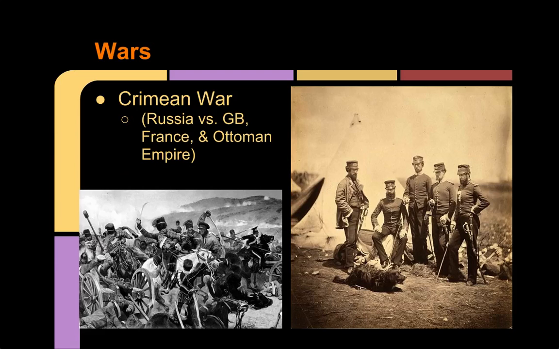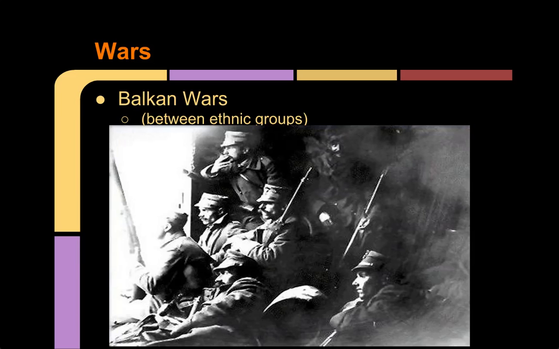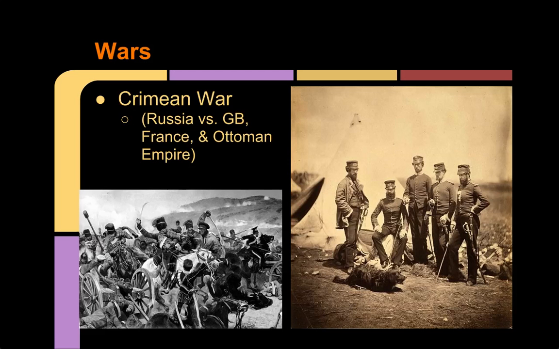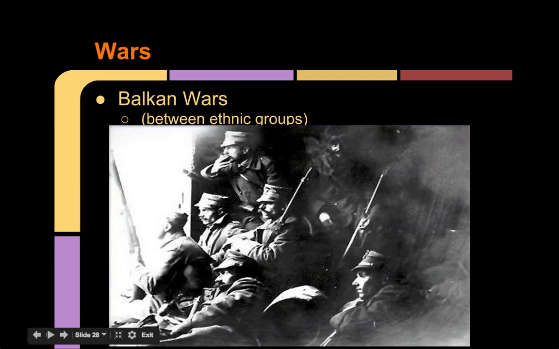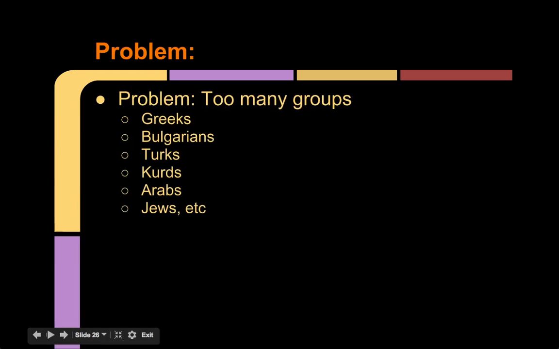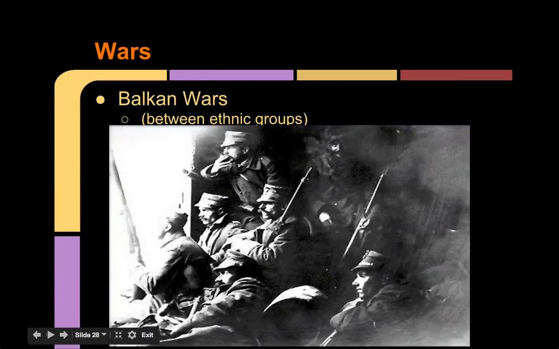Now, the Ottoman Empire is going to be involved in a couple wars. The Crimean War, which is where Russia is going to fight against Great Britain, France, and the Ottoman Empire. And then you'll have the Balkan Wars. Now, the Crimean War, if you notice, is against nations, and you're including an empire here. But the Balkan Wars are going to be between the ethnic groups. So these original groups that you talked about right here, they're going to be at war with each other.